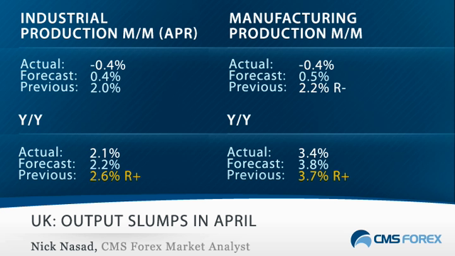Let's start in the UK, where manufacturing data came in unexpectedly weak, surprising forecasts on the downside for the month of April. Industrial production was down 0.4% on the month, lower than the forecast of a 0.4% gain. That followed a rather strong 2% increase in March. It was the first fall in monthly terms since January, and the annual rate was up 2.1%, weaker than the pace we had seen in March, which was 2.6%. Manufacturing production was also down 0.4% on the month.